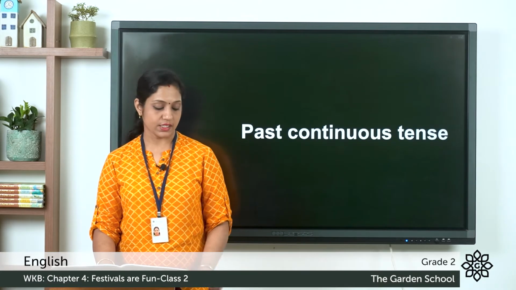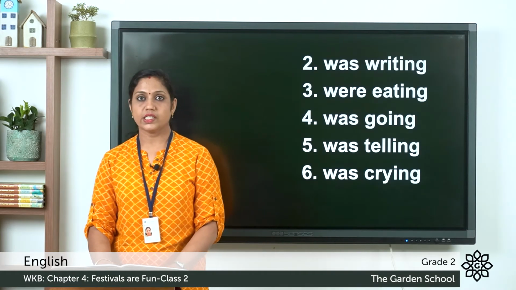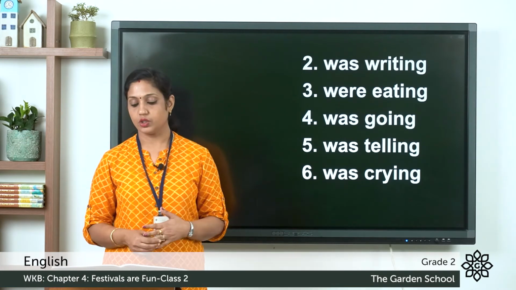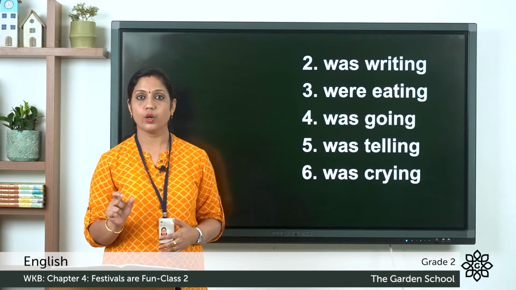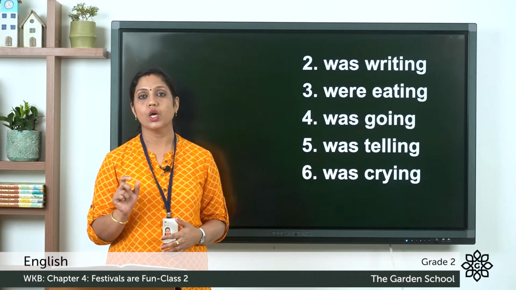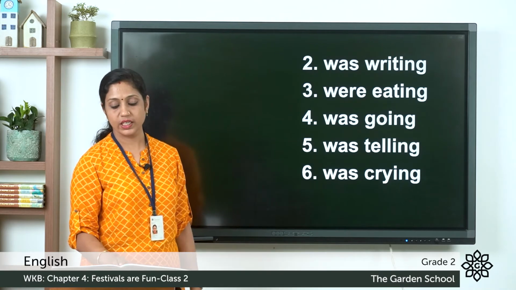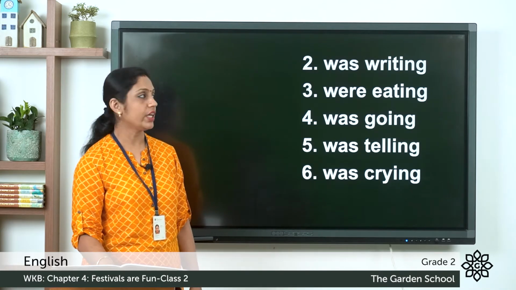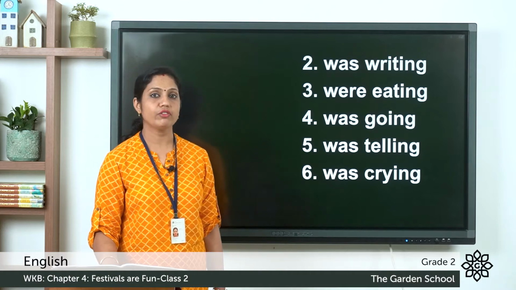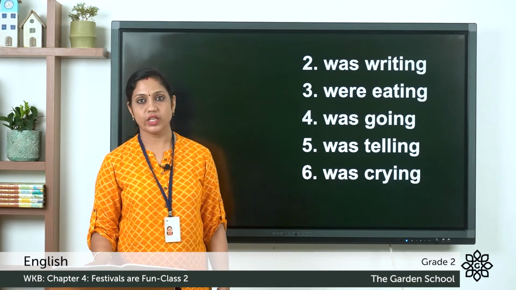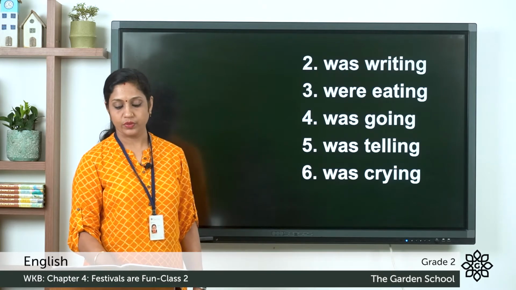Now let's look at the answers. The second question, when I came home, Renu was writing a letter. So the be verb was, because Renu is a single person, we have to use was. So was writing a letter. Third question, they dash eat together. So they is plural, we have to use the be verb were. They were eating dinner together when the bell rang.